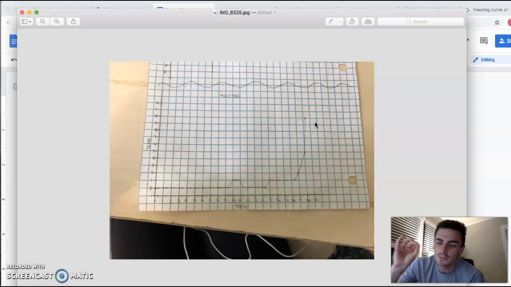So the most important thing you guys need to take from this is the fact that when a phase change happens, whether it's freezing or melting or boiling or whatever, the temperature will stay the same because we either have to make bonds or break bonds.